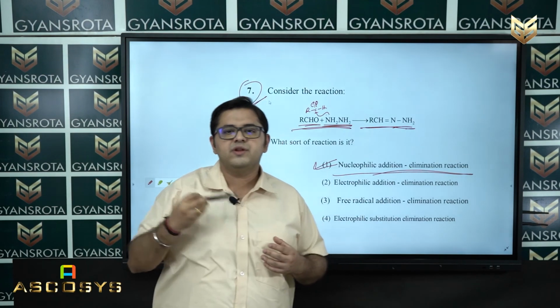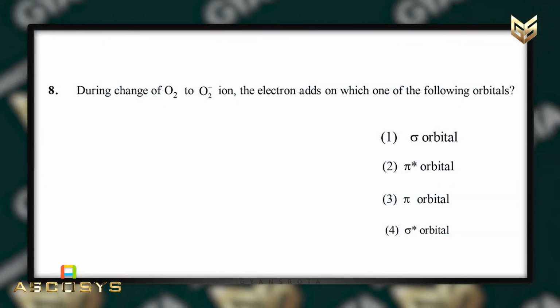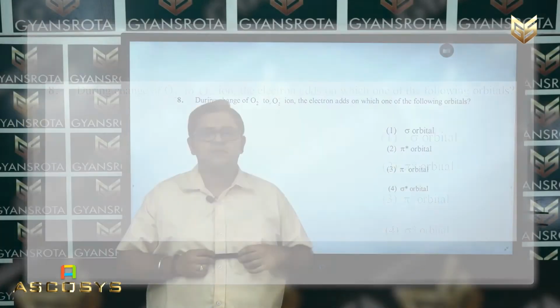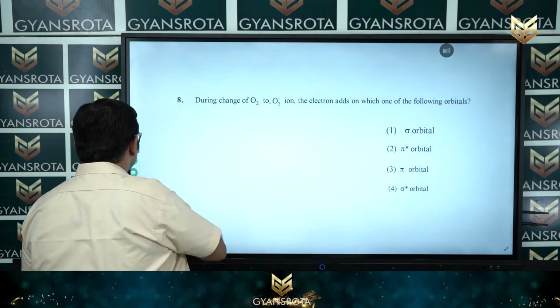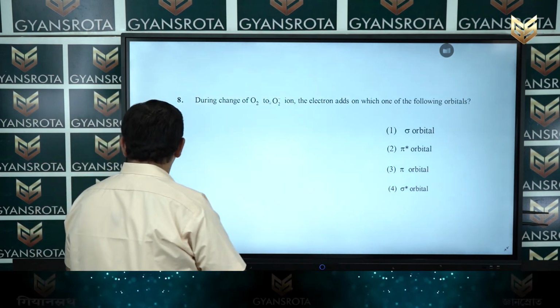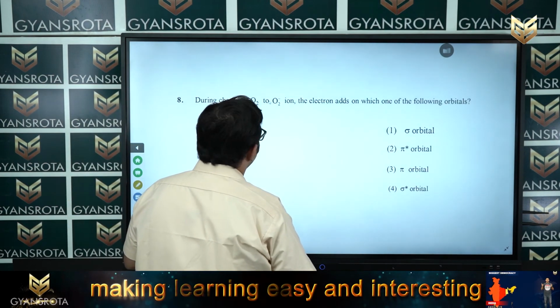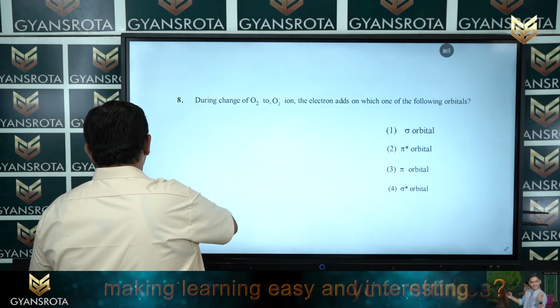So now we are moving to the next question, that is question number 8. Question number 8 is on your screen. During change of O2 to O2 minus ion, the electron adds on which one of the following orbitals? This question comes from your chemical bonding chapter of class 11 NCERT. Now we are moving to the solution part. They ask about O2 to O2 minus ions.